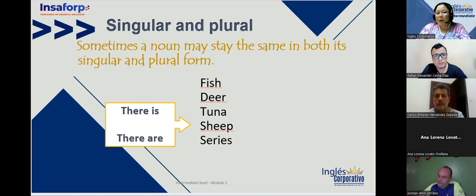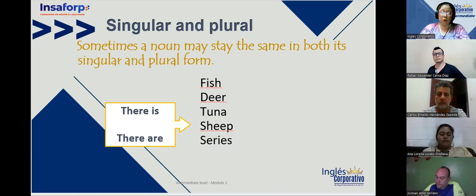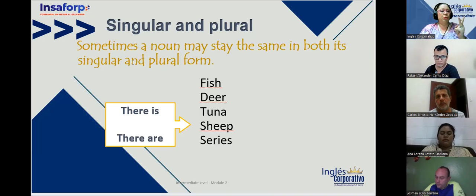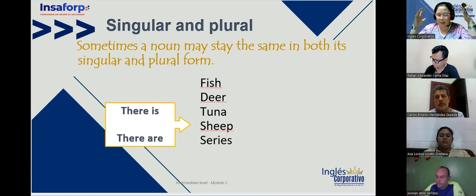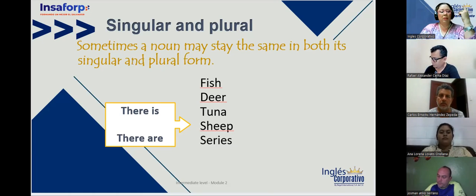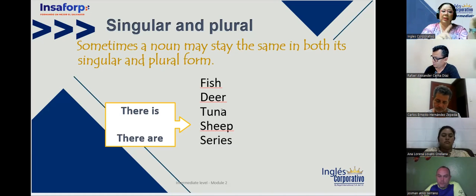But we have other irregular plural nouns that don't change form, but they are called irregular. They are the same. One fish, then two fish. Deer, the venado, right? Deer. One deer, two deers. No, we say deer. Okay. Tuna. Yeah. For sandwiches. We don't say two tunas. We could say two tuna cans, but we say one tuna, two tuna.